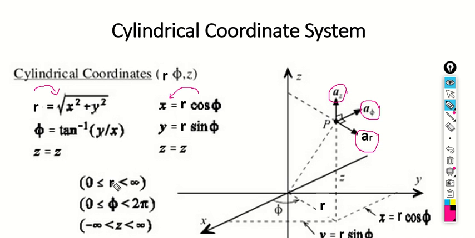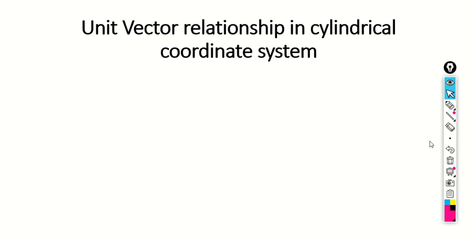The limits of r, phi and z are: r is changing from 0 to infinity, phi is changing from 0 to 2 pi, and z is changing from minus infinity to plus infinity. So these are the basics that we have discussed. Now let us look at how the unit vector relationship exists in the cylindrical coordinate system.